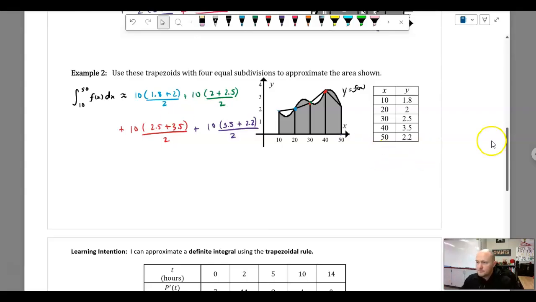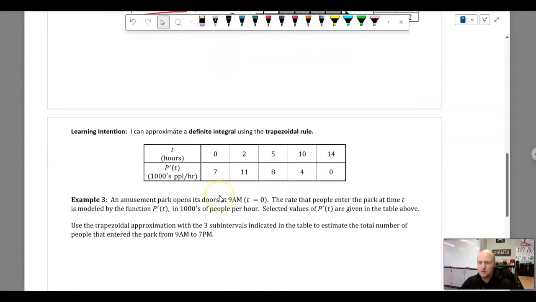Okay, so did you get it right? That's what it is. Again, if you have to approximate, look at your table of values, see if they give you these values. All right, let's move on.